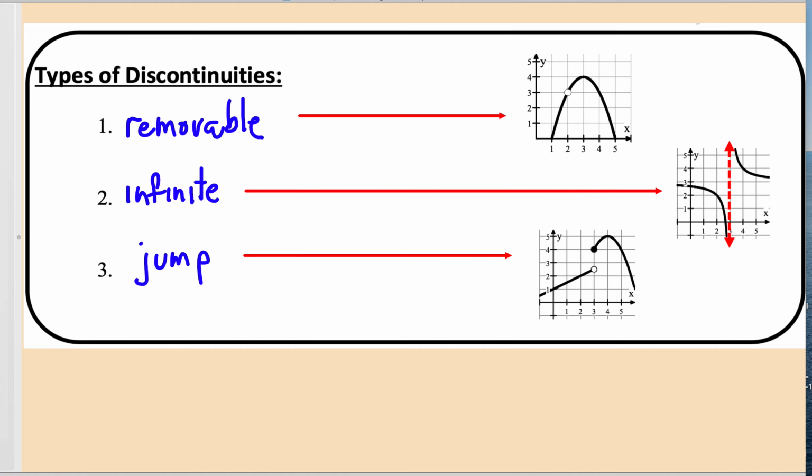Types of discontinuities. The first one is called removable when we have a hole in the graph. When we have a vertical asymptote and the graph wants to follow that asymptote, we call it an infinite discontinuity. When we have a graph that has a gap in it, we call that jump discontinuity.